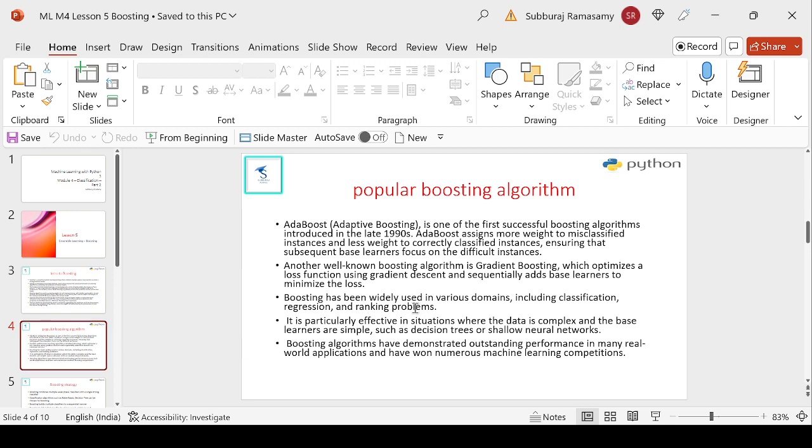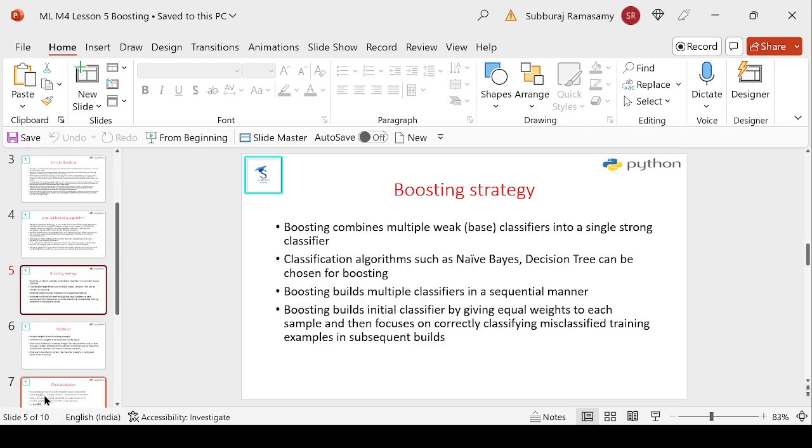Boosting has been widely used in various domains, including classification, regression, and ranking problems. It is effective when the data is complex and the base learners are simple, such as decision trees or shallow neural networks. Boosting algorithms have demonstrated outstanding performance in many real-world situations and have won numerous machine learning competitions. The strategy combines multiple weak classifiers into a single strong classifier.